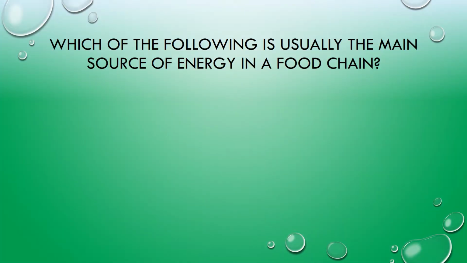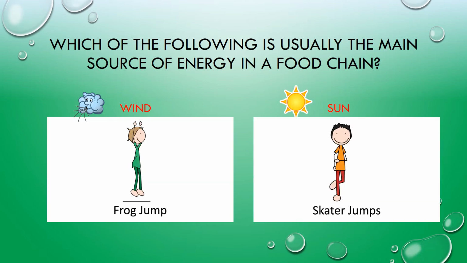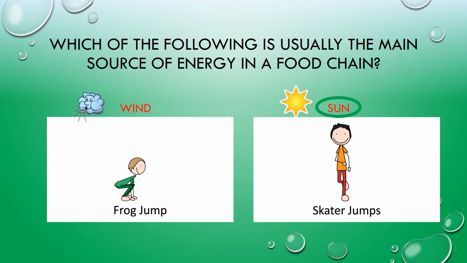Which of the following is usually the main source of energy in a food chain? Is it the wind or is it the sun? If you think it's the wind, you're going to do frog jumps. If you think it's the sun, you're going to do skater jumps. Ready? Go. And stop. The sun is the main source of energy in a food chain, so skater jumps was the correct exercise.